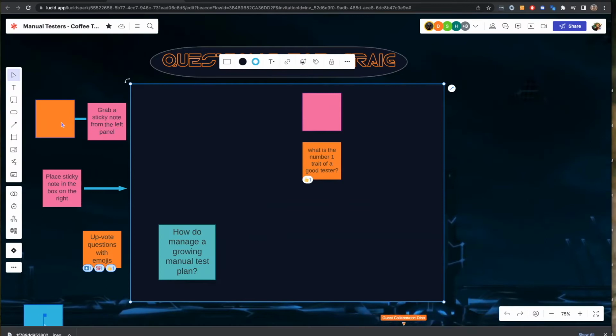This is Coretta. I was trying to figure out a way to put in my question, but I'm trying to figure out how do you manage a growing manual test plan? Say once it gets over 100 test case scenarios.